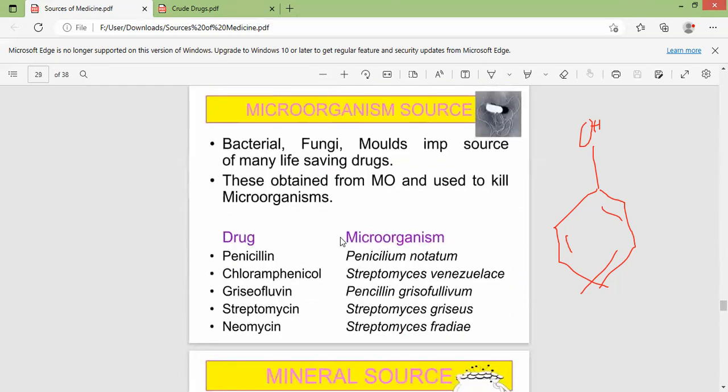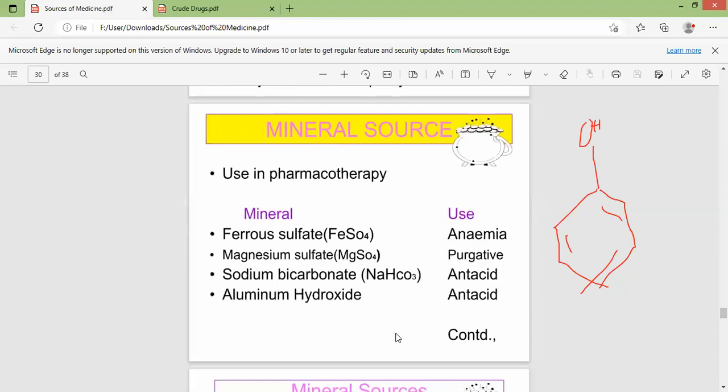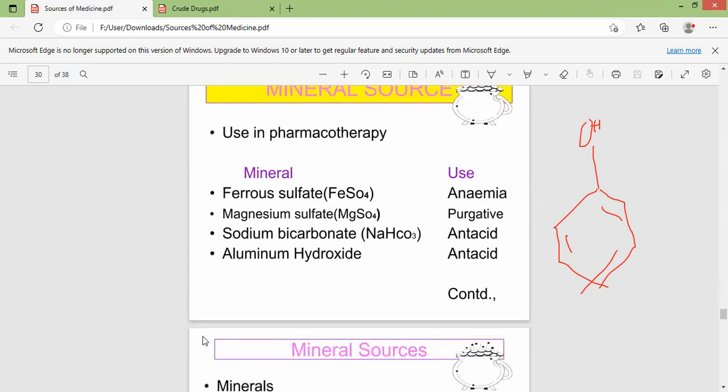Then we have microorganism sources. Here we know, starting with penicillin, right? Penicillium notatum, the fungi, the griseofulvin, the streptomycin from that organism, neomycin from that organism. Then mineral source, we already said here we are covering the metal cations, iron. We use it for anemia, magnesium, sodium, aluminum. You're noticing it's just these metal ions.